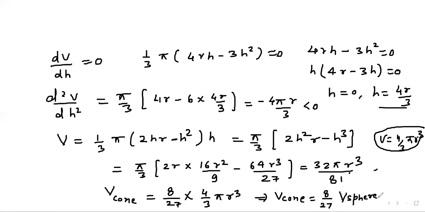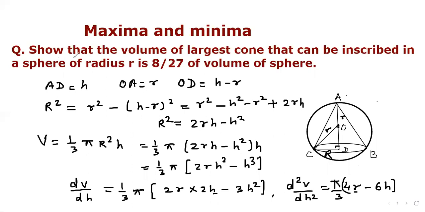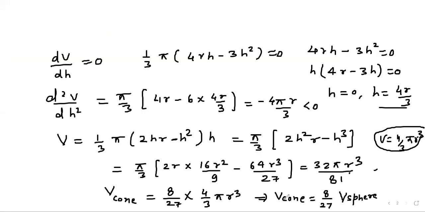And if we see the question, show that the volume of the largest cone that can be inscribed in a sphere of radius r is 8 by 27 of the volume of the sphere, and our result is V cone equal to 8 by 27 of the volume of the sphere. So our purpose is served.